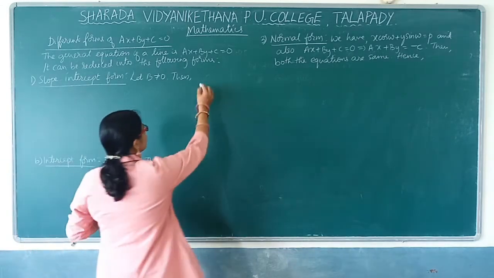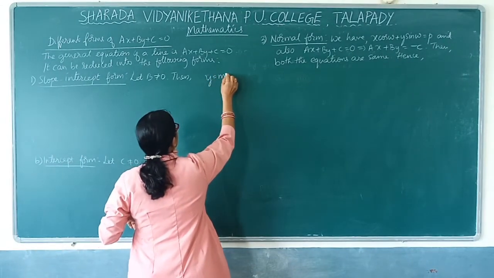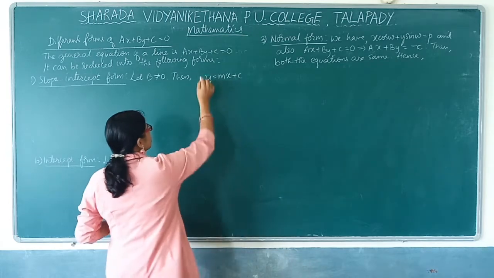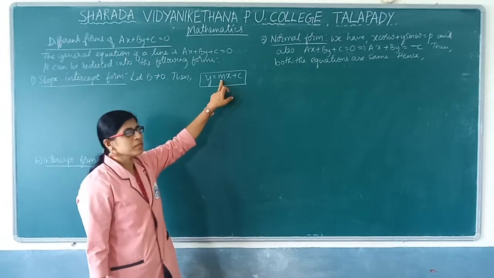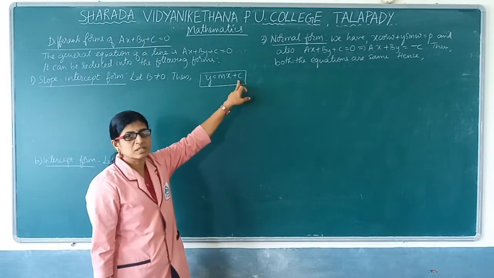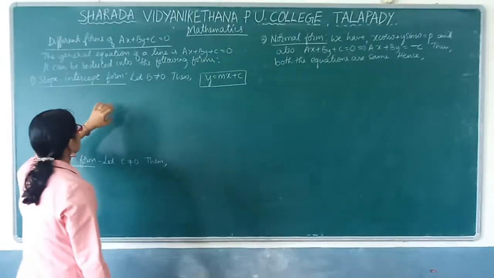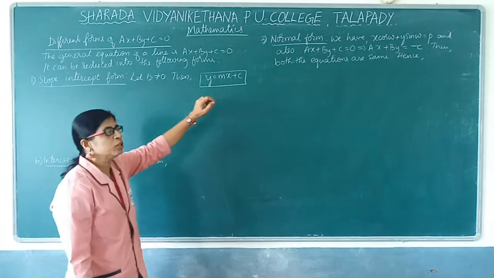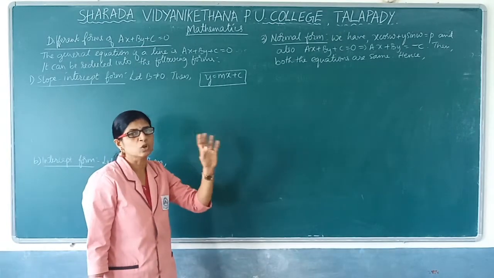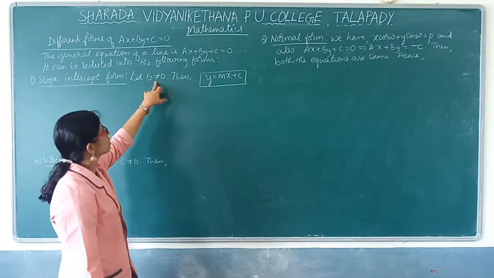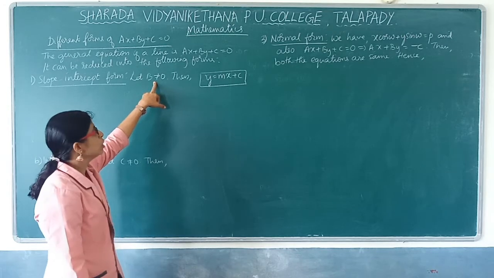You know already what is the slope intercept form of a line. Equation of a line is y is equal to mx plus c. This is the slope intercept form of equation of a line. Here m represents the slope of the line and c represents the y-intercept. Here we have to consider that b is not equal to 0. Why? Because we have to separate y. If the coefficient of y itself is 0, it is not possible to write it in the slope intercept form. We need y there which has non-zero coefficient. That is why we specially write b not equal to 0.